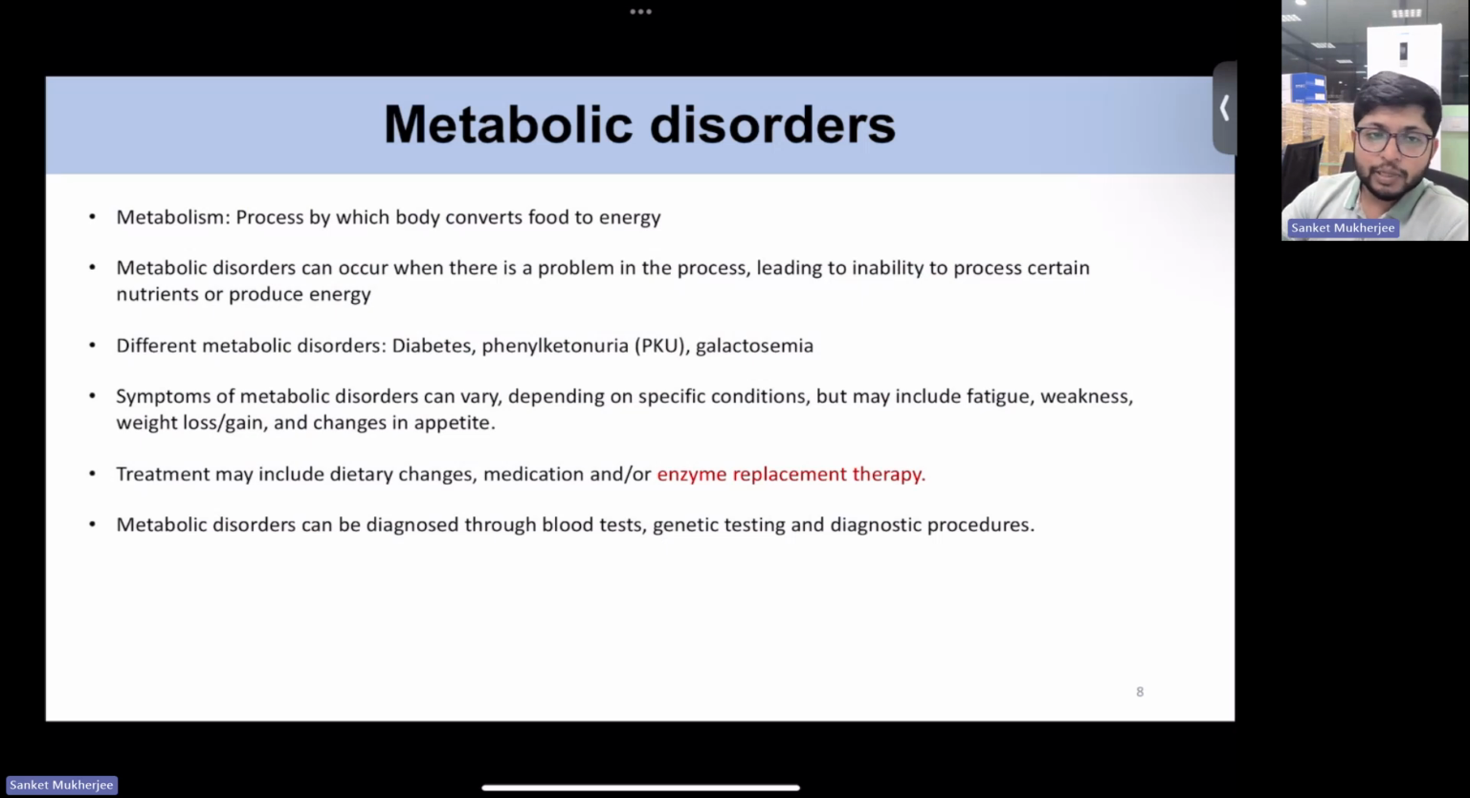There are many others as well. Symptoms of metabolic disorders can vary depending on specific conditions, but may include fatigue, weakness, weight loss, weight gain, and changes in appetite. Treatment may include dietary changes, medication, and/or enzyme replacement therapy. And this is something which we will be talking about in detail. Metabolic disorders can be diagnosed through blood tests, genetic testing, and diagnostic procedures.